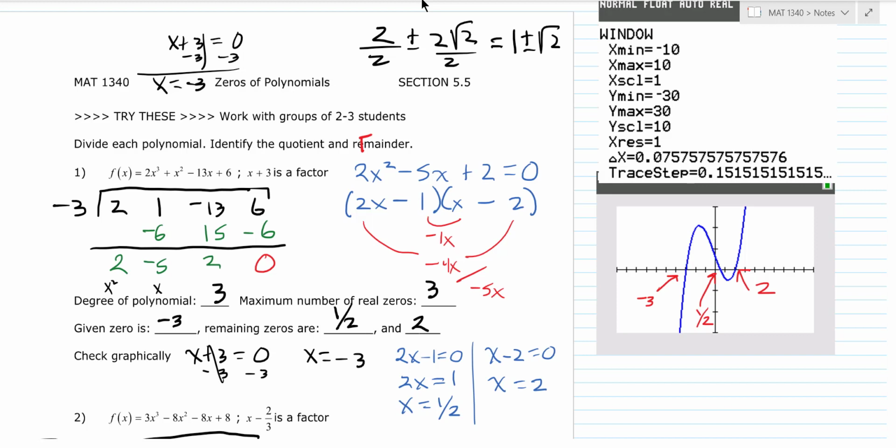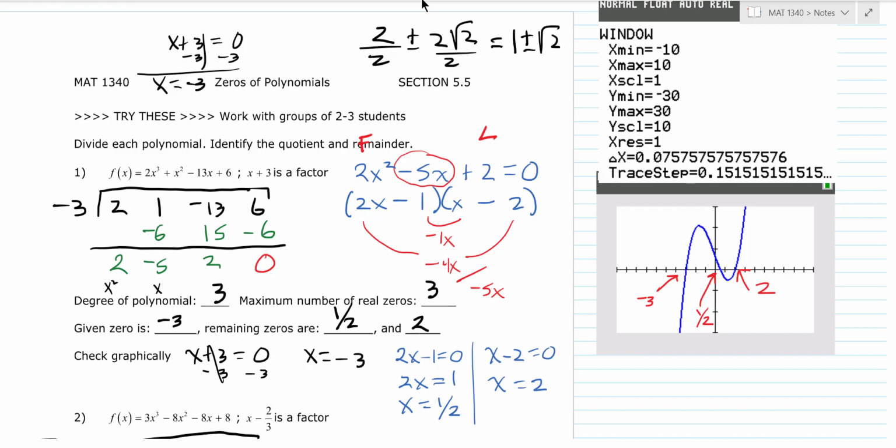If you look at what I did, the first term is 2x times x to get 2x squared. The last term is 1 times 2 to get 2. And then again, this visual is very helpful to help you determine what the signs of the inner and outer term are. So that would be a negative 1x and a negative 4x required to give you negative 5x. So if you factored it, that's what you would have got.